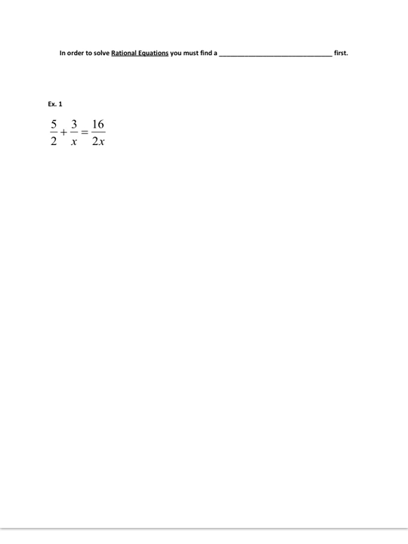Today we're going to talk about solving rational equations. And in order to solve a rational equation, you must find a common denominator first. Even though we find a common denominator first, we cannot forget about the restrictions of x when dealing with rational equations. Let's take a look at example number 1.